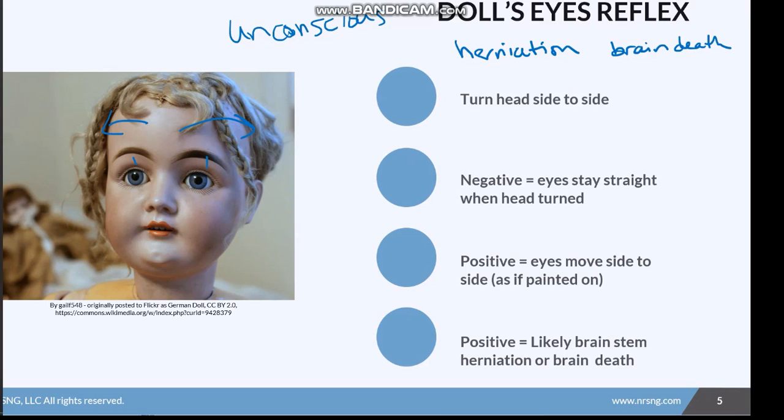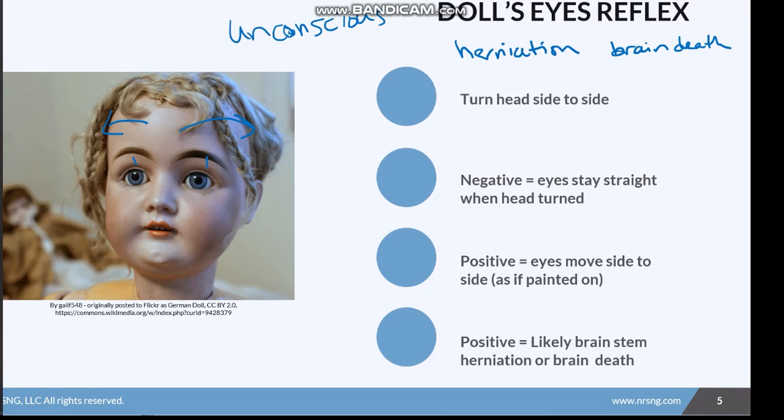So this is like if you were to look at one spot on the wall and turn your head side to side and your eyes stay looking forward. So the eyes stay straight when you turn the head. What's happening is the muscles in your eyes are moving your eyes so that you can continue to focus on one spot. That would be expected. That's a normal finding for the eyes to stay looking at the wall.